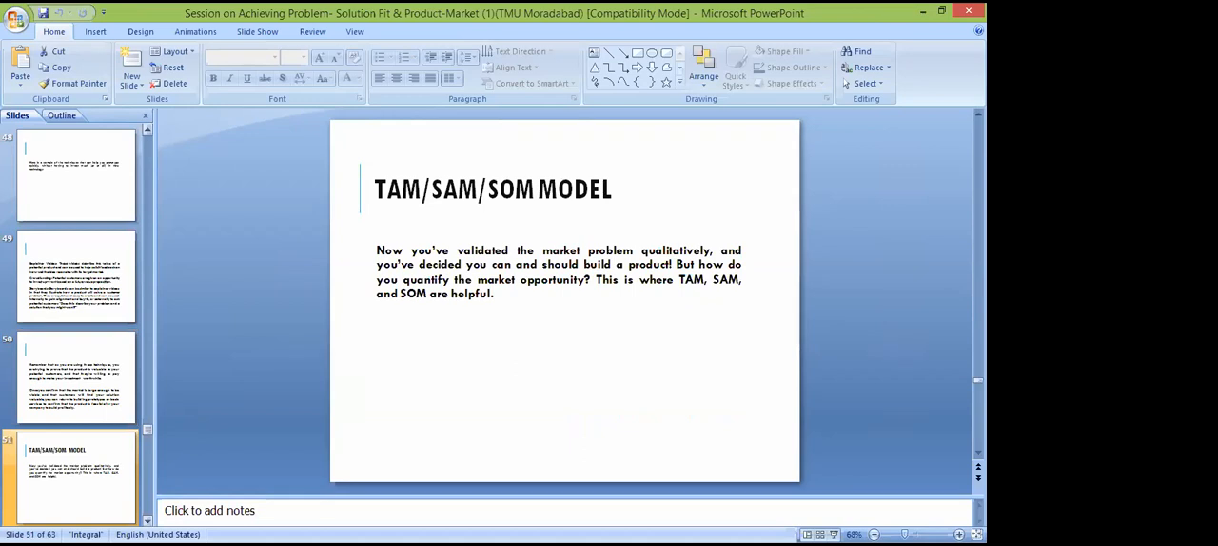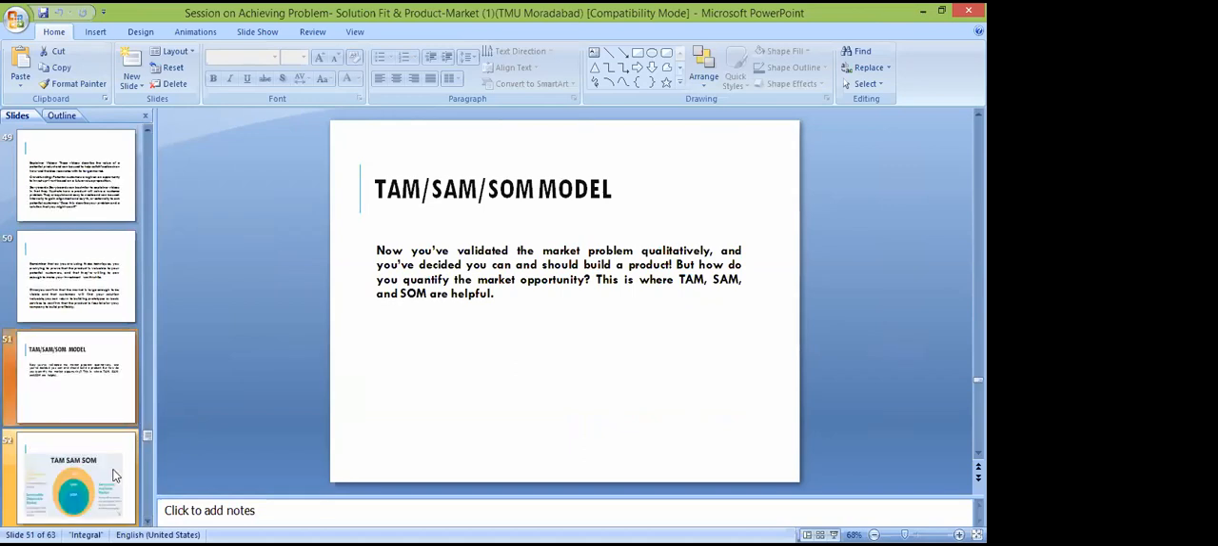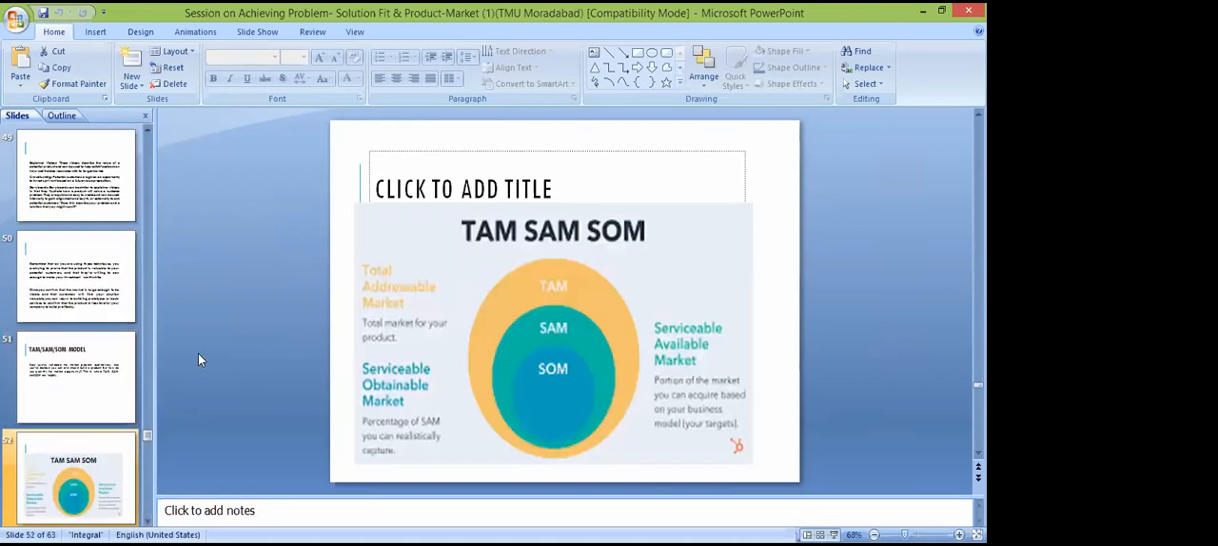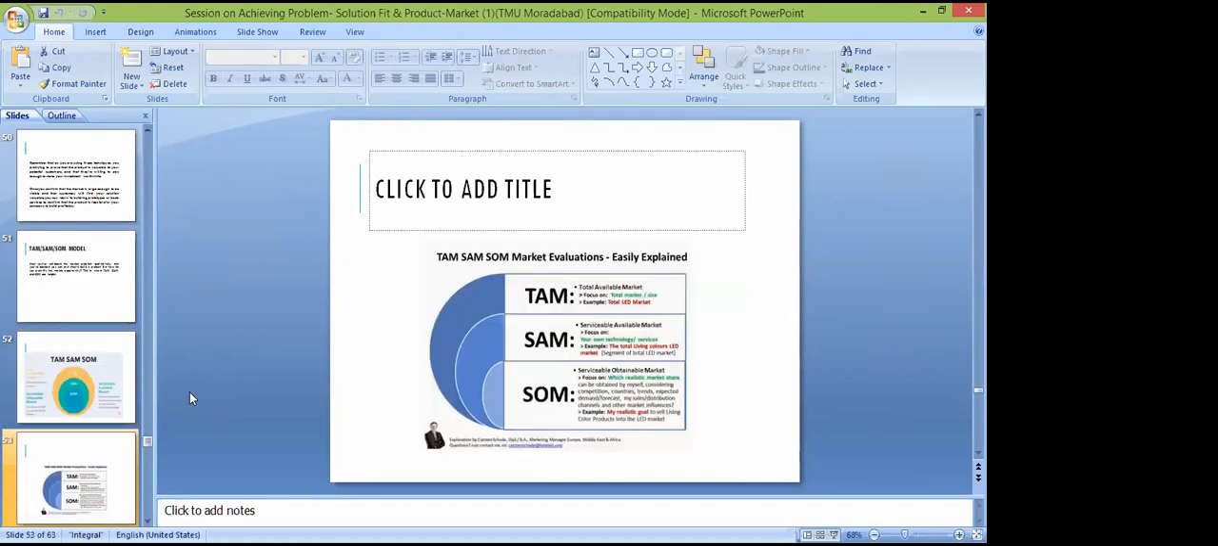So there are three important models, TAM, SAM, and SOM. TAM is the total addressable market, where you focus on the total market in which you are going to sell your product. Serviceable available market is where you are focusing on your own technology and your own product. And the third important one is serviceable obtainable market.